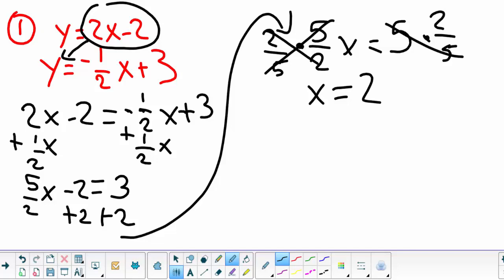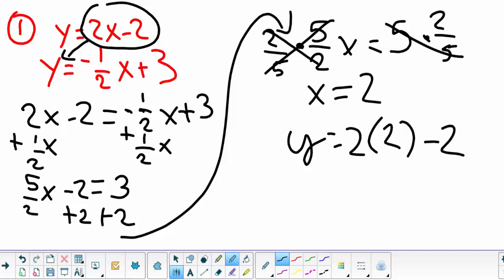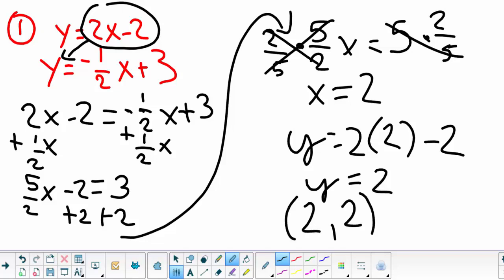All right, so we get x equals 2. Now to find y, we can use either equation, and we just plug that 2 back in for x and see what we get out. I'm going to use the first one because I want to avoid fractions if at all possible. So I've got y equals 2 times x, which is 2, minus 2. So that's 4 minus 2, so y in this situation equals 2 as well. So we know these two lines intersect at the point (2, 2).